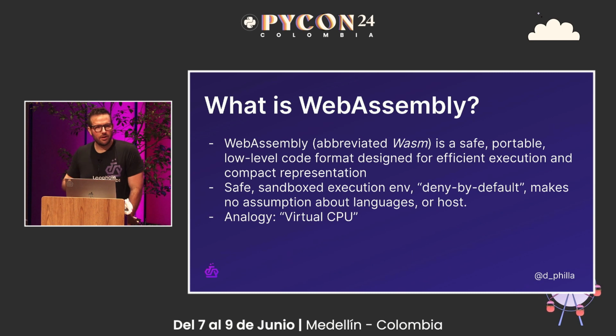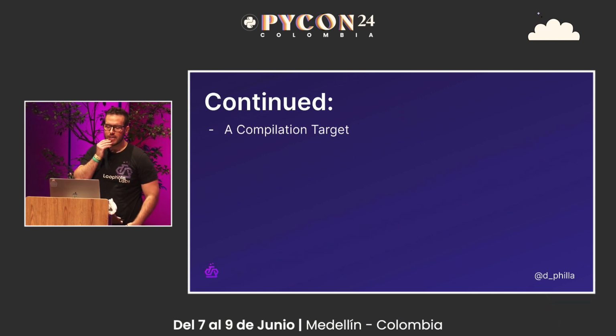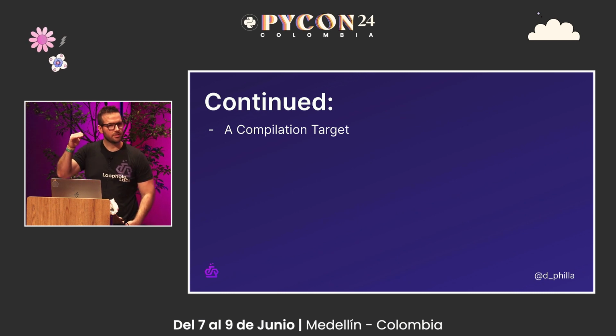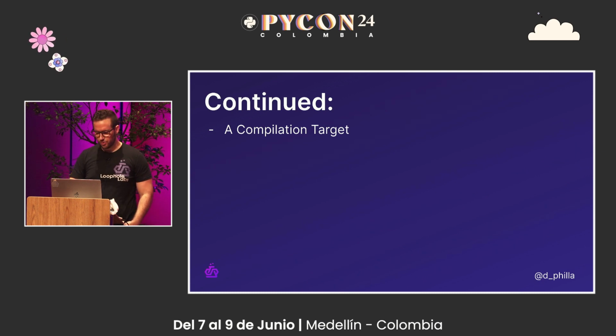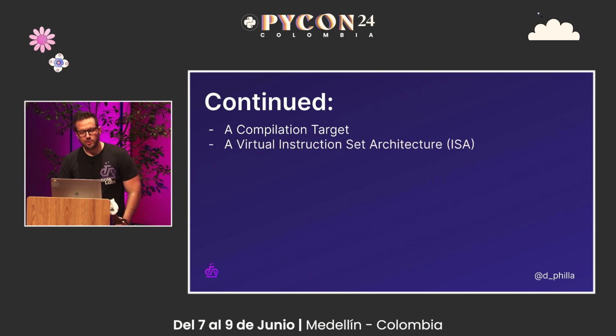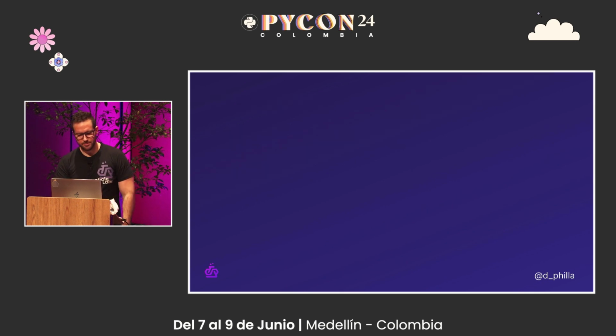The best way to think about it is as a virtual CPU, right? So what does this mean? It's another type of compilation target. You compile things to native platforms like x86 or ARM64, whatever, and WebAssembly is another target like that. So you can compile things to WebAssembly. It's a virtualized ISA, an instruction set architecture. It uses a bytecode binary format, but that's more of just the detail of the implementation. And it uses an abstract stack machine, which I'm not going to talk about too much today. Those are more of the low-level details.